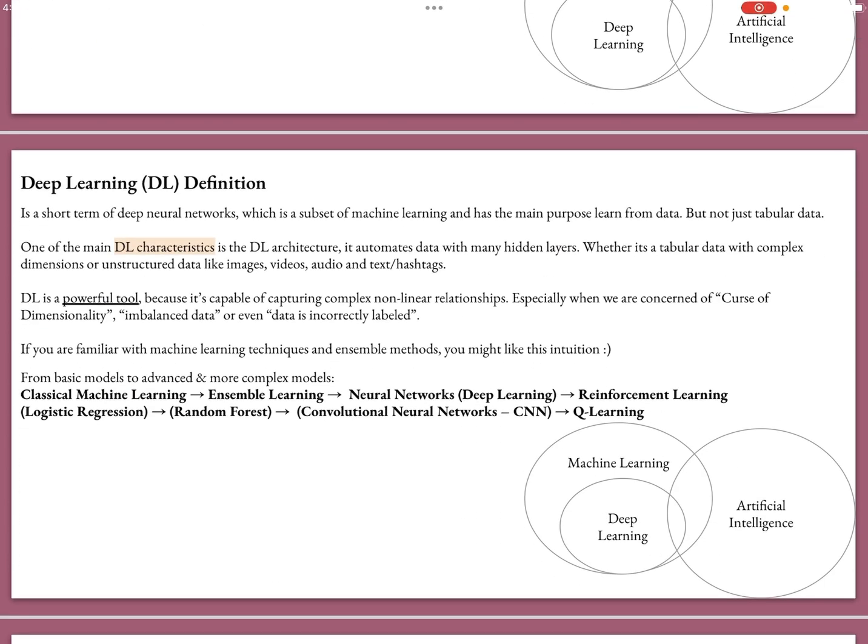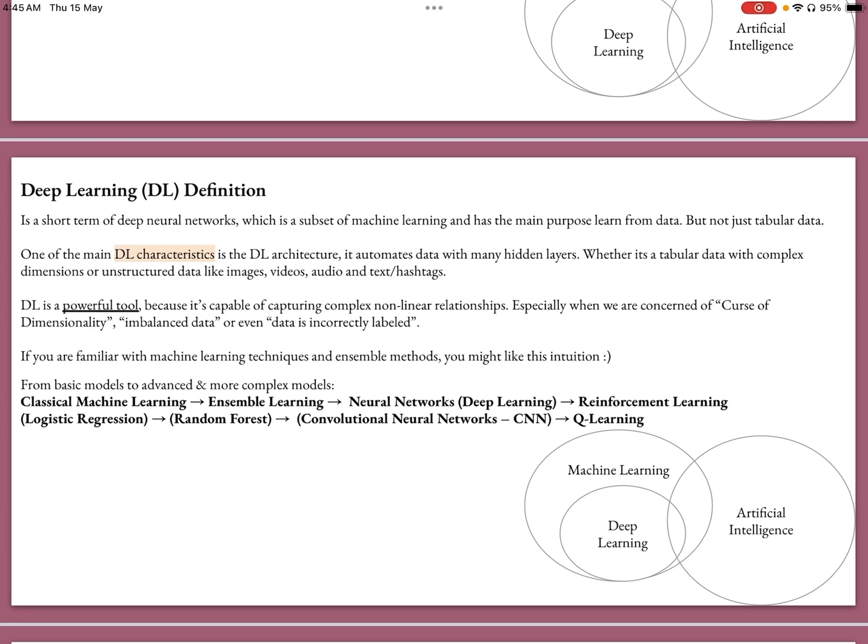From basic models to advanced and more complex models, we are shifting from basic models such as classical machine learning, logistic regression, naive Bayes, KNN. Then we have the intermediate level, such as ensemble learning, random forest, XGBoost, LightGBM, CatBoost. Moving on to more complex models, we see it in neural networks and deep learning, such as CNN. And finally, the advanced level with reinforcement learning, we see it in Q-learning, when the data is semi-labeled.